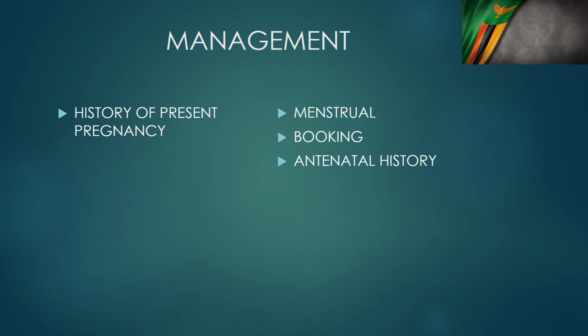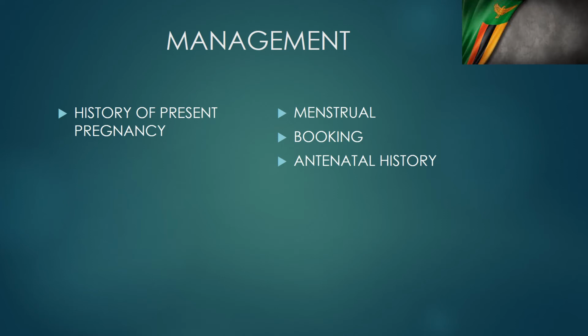Then after taking a menstrual history, we have to take what is called a booking history. So a booking history is when did they book, when did they go for the first time for an antenatal visit, where did they do that booking, how was their pregnancy confirmed, did they do a pregnancy test, did they do a scan on their booking visits, did they do any other tests. This is also the kind of history you are getting in the antenatal history.